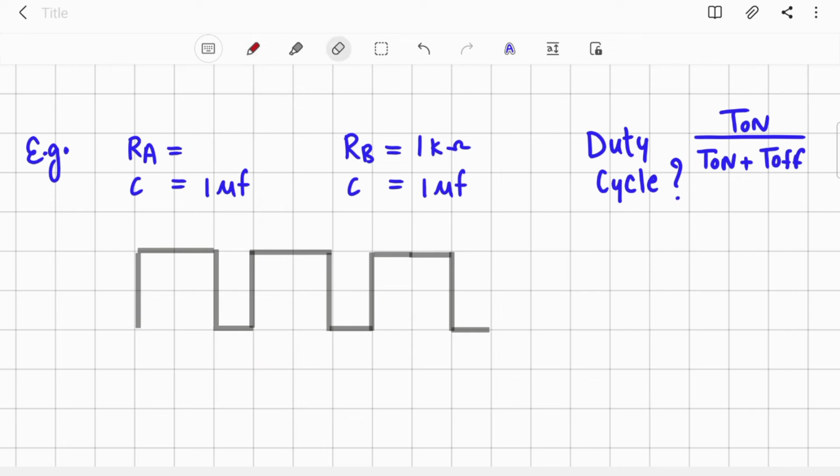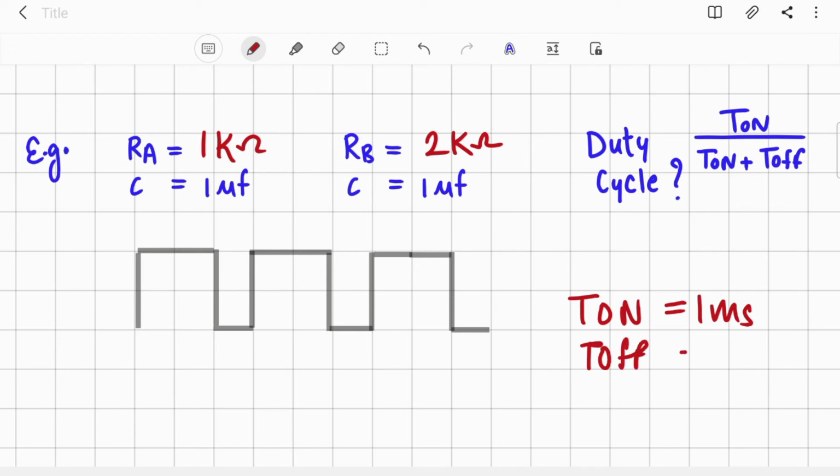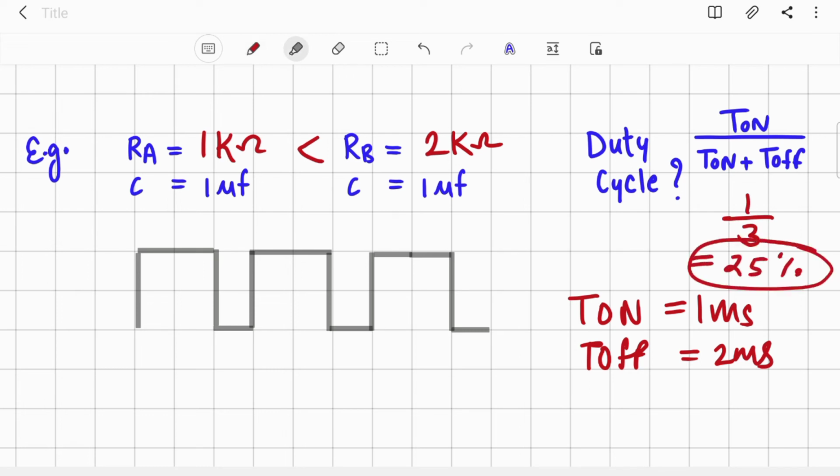Now if we exchange these values, now if your RA is 1 kilo ohm and your RB is 2 kilo ohms, T on and T off will also be exchanged. Your T on will now become 1 millisecond and T off will become 2 milliseconds. So now RB is greater than RA, so T off is greater than T on. In this case, what will be your duty cycle? 1 upon 3, that is 25%. So let's quickly draw the 25% duty cycle.